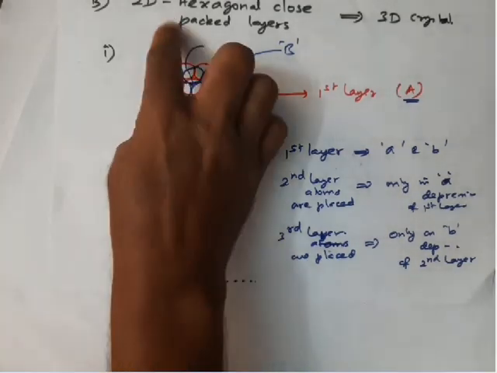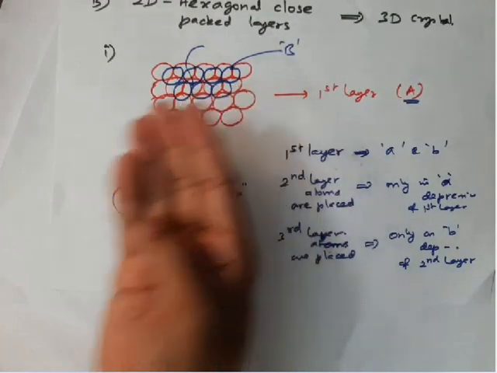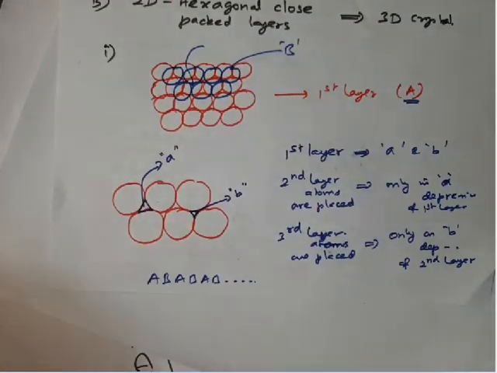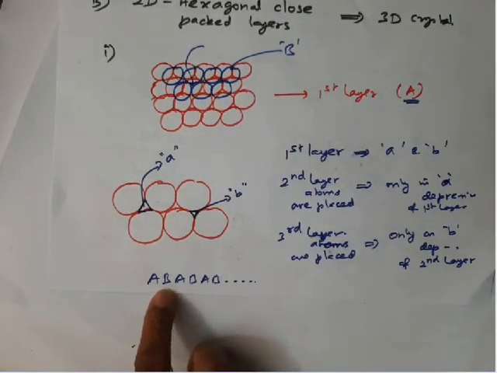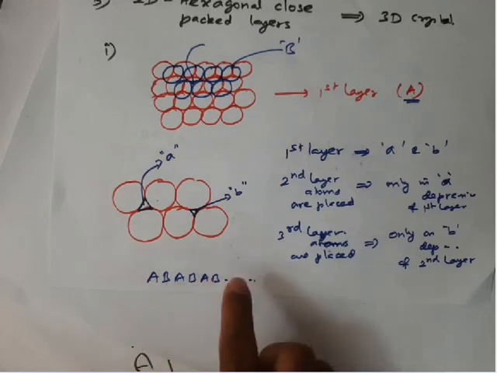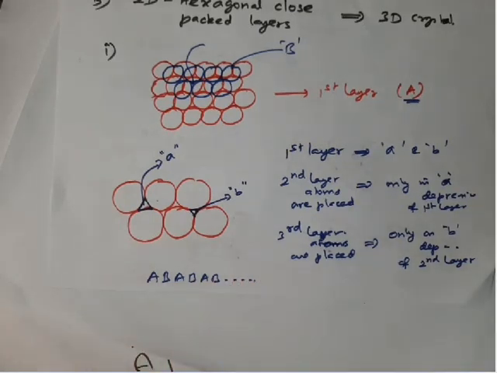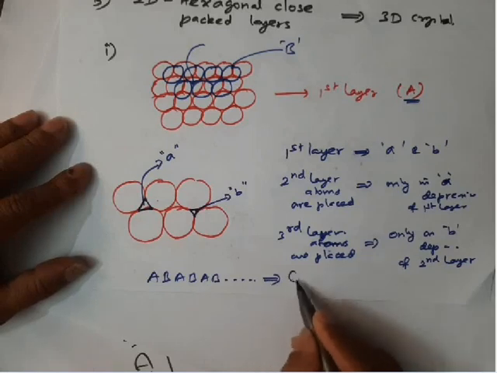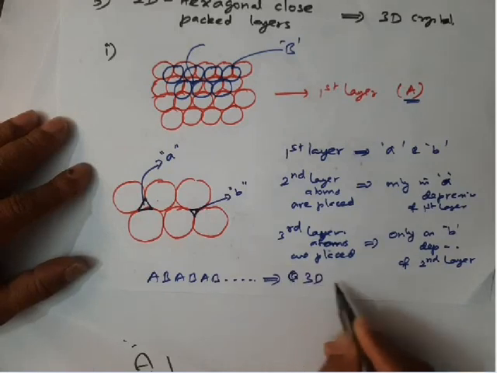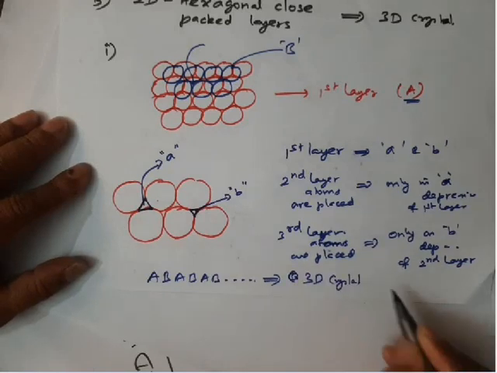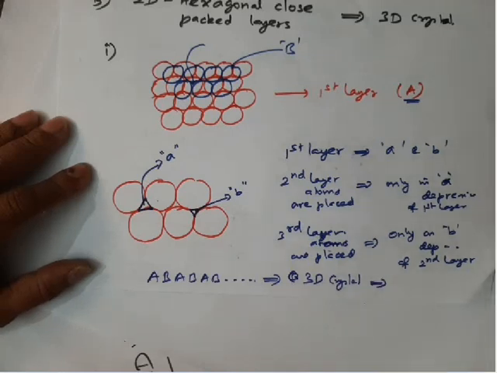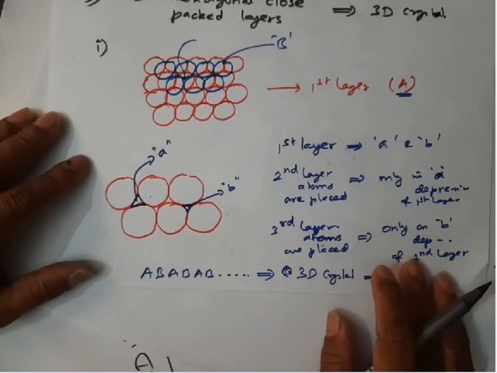So you can say simply like this. You take a two-dimensional hexagonal close pack layer and place one layer over another in such a manner that it should follow this arrangement, AB, AB, AB type of arrangement. Simple. This will lead to a crystal. You'll get a 3D crystal that consists of simple hexagonal, AB, AB type of arrangement.